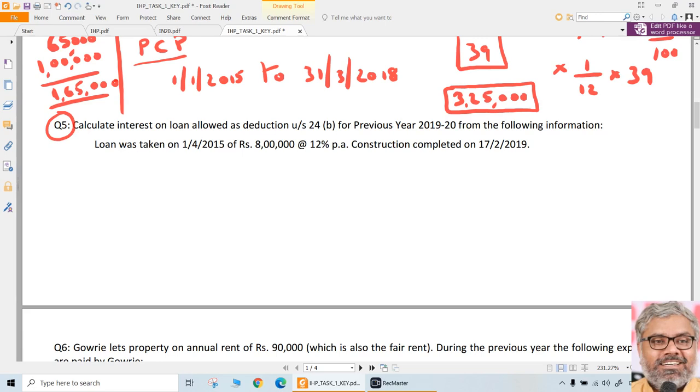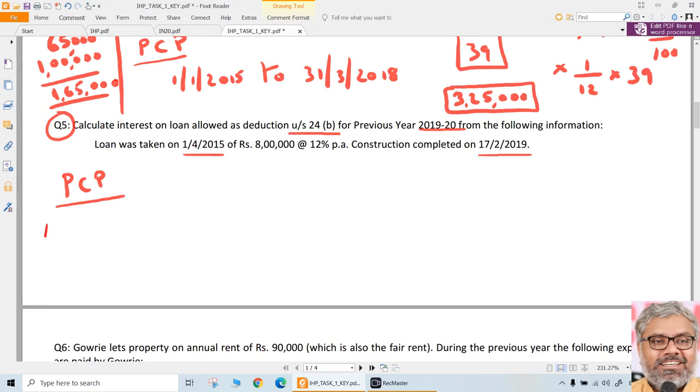Interest on loan taken, and how much deduction is allowed under 24B for the previous year 2019-20 is asked. Loan was taken on 1/4/2015. Construction completed on 17 February 2019. So pre-construction period first. Pre-construction period.